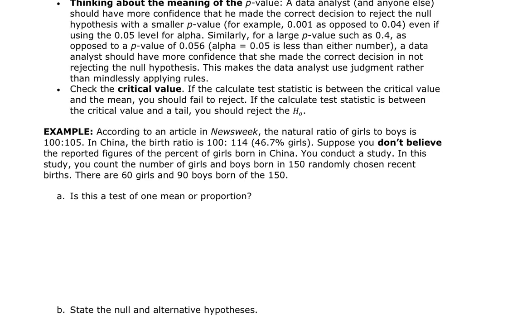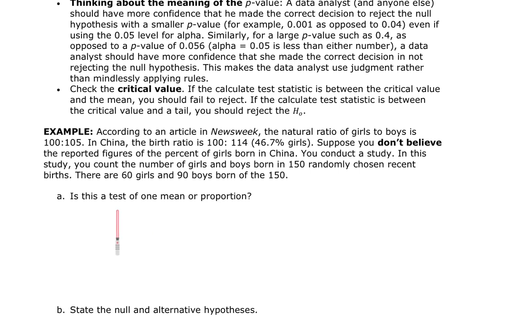So here's another one. According to the article in Newsweek, the natural ratio of girls to boys is 100 to 105. In China, the birth rate is 100 to 114. Suppose you don't believe this. You don't believe the reported figures of the percent of the girls born in China. You conduct a study. In this study, you count the number of girls or boys born in 150 randomly chosen recent births. There are 60 girls and 90 boys born of the 150.